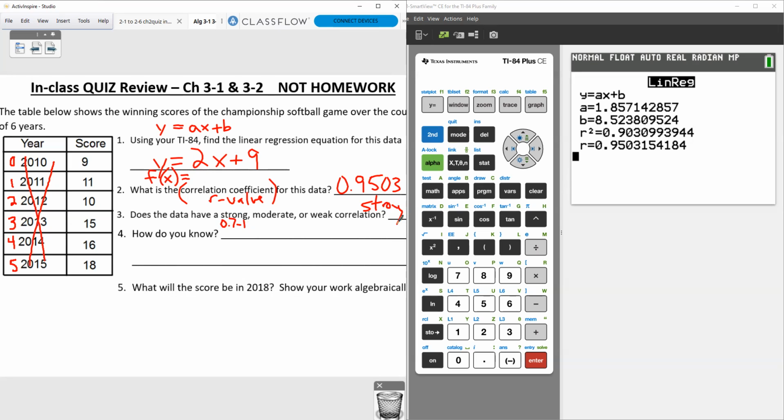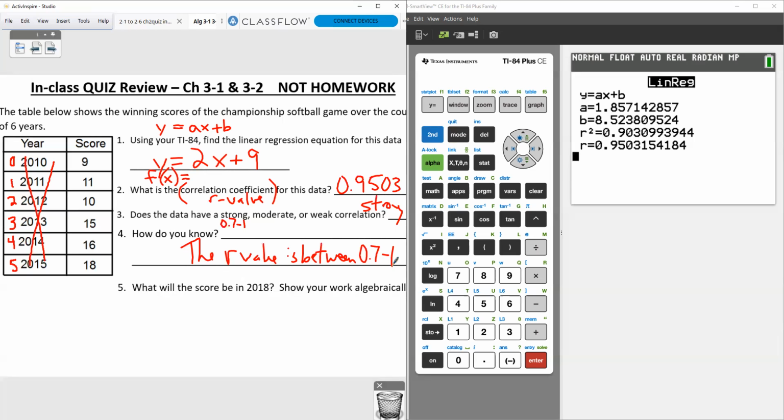How do you know? Well, the R value is in between 0.7 and 1. Now, if we had a negative R value, we would have to say that the R value is in between negative 0.7 and negative 1. Be very careful that your reasoning matches your answer.